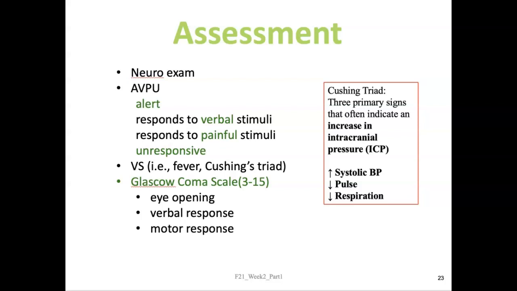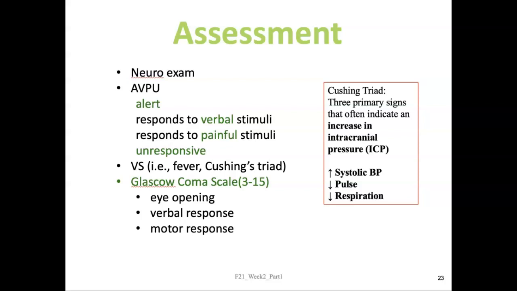Cushing's triad looks at 3 different types of vital signs. Cushing's triad indicates an increase in intracranial pressure. The 3 things that you will see are an increase in systolic blood pressure, a decrease in pulse, and a decrease in respirations. That, as you know, will give you an idea that there could be an issue with intracranial pressure. So is there a head injury? Is there a bleed? What's happening with this patient?